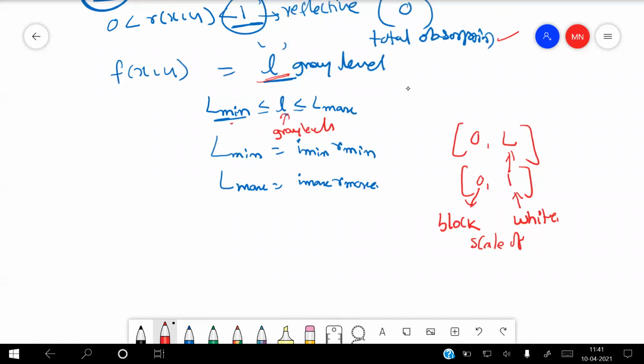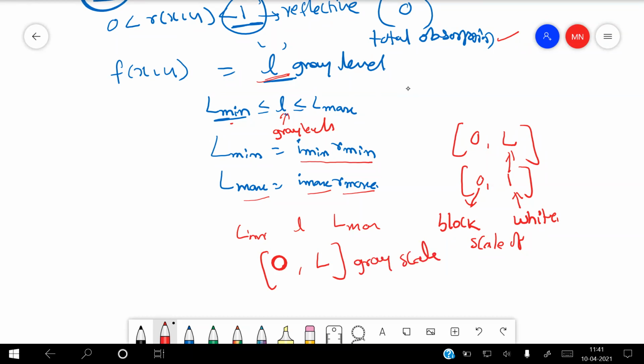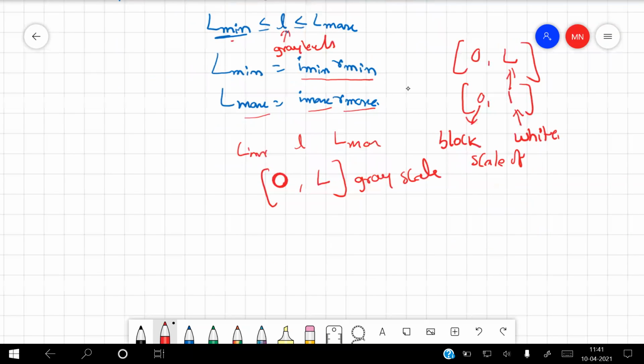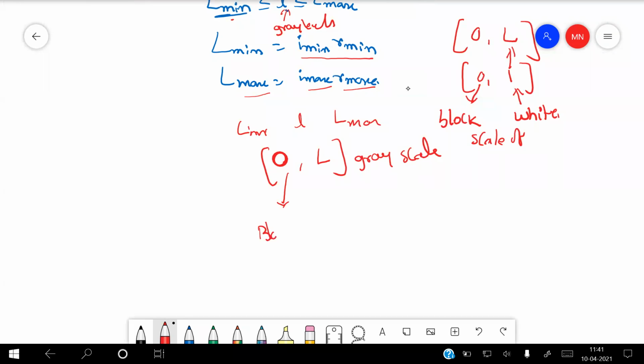So what is the minimum value? The minimum value contains the minimum values of both illumination and reflectance, and L maximum is the maximum value of illumination and the maximum value of reflectance. So l depends on L minimum to L maximum, that is, the range 0 to capital L. This is called a grayscale, where 0 is indicated as black color and L as white. What is the maximum range of the value of L?